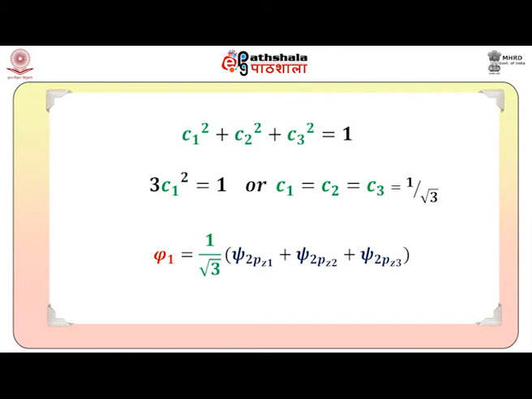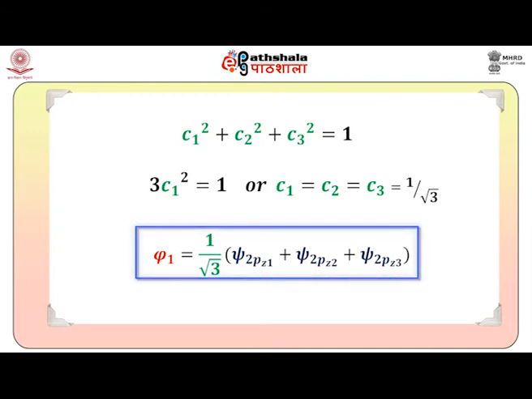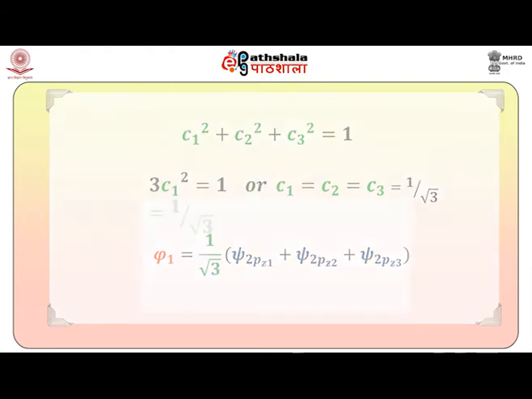So following this whole procedure, we find that when lambda is equal to -2, the values of the 3 coefficients C1, C2 and C3, each one of them is individually equal to 1 upon under root 3, and therefore the corresponding wave function for the molecular orbital becomes psi1 is equal to 1 upon under root 3, then in the brackets we have psi 2pz1 plus psi 2pz2 plus psi 2pz3.